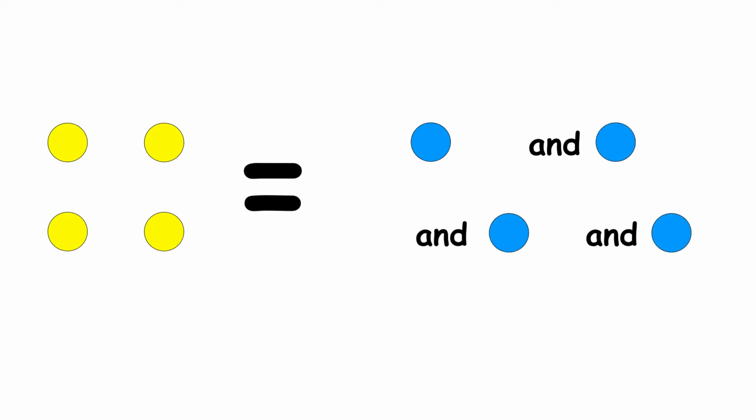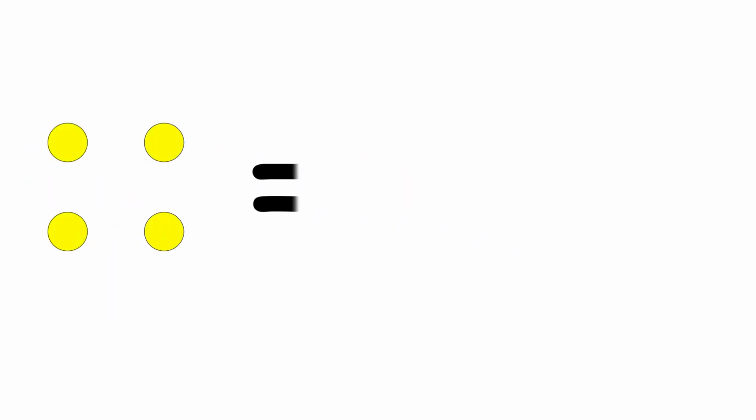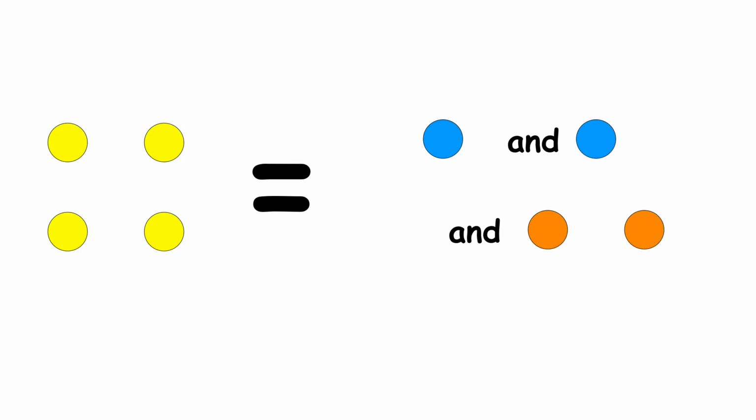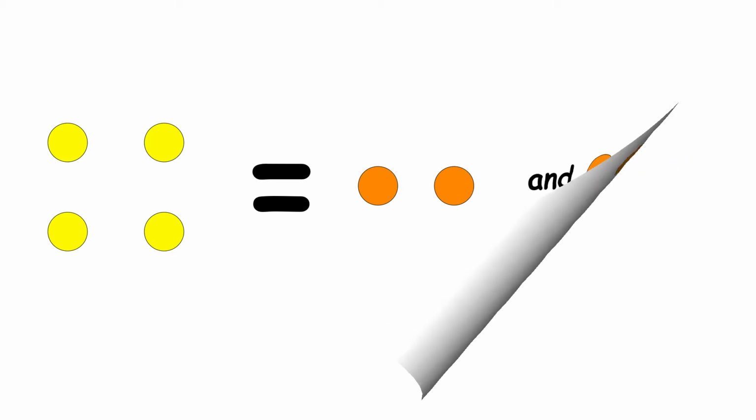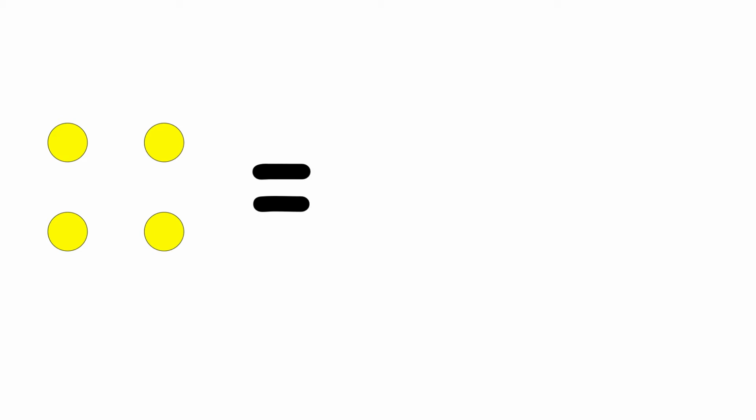Okay, let's look at 4. 4 is the same as 1 and 1 and 1 and 1. 4 is also the same as 1 and 1 and 2. And 4 is the same as 2 and 2. Finally, 4 is the same as 3 and 1.